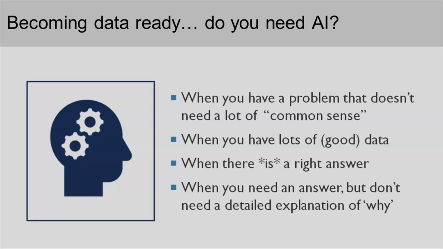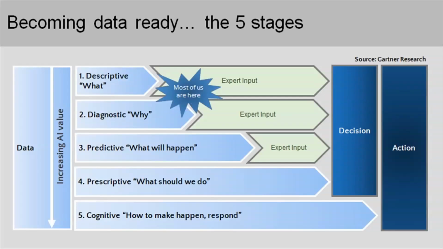To explain the last point a little further, I'd like to show you Gartner's 5 stages of AI products. Most of us are between stages 1 and 2, where we're trying to understand what happened historically and why it happened. In these 2 stages, you may not always need AI. You may need sophisticated statistical models which answer your question. But as your organization progresses along the predictive, prescriptive, and cognitive stages of analytics, of data readiness, that's when you can realize the true power of AI in answering what will happen and how to respond.